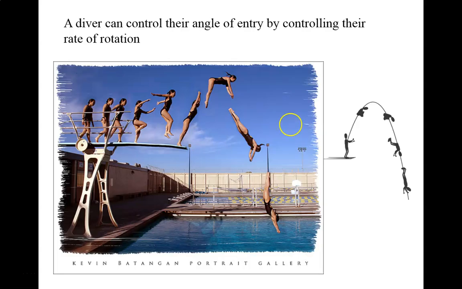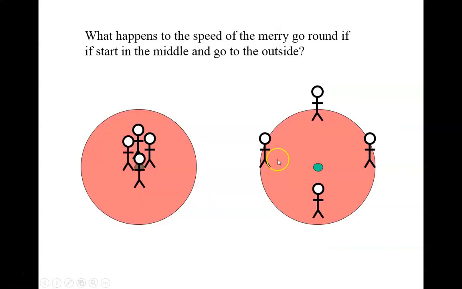You can use this kind of phenomenon, or divers use this, to control their angle of entry into the pool. When you're fully extended, you've got the greatest rotational inertia and the slowest speed. When you're tucked like this, you're decreasing your inertia and increasing your speed. And when you want to slow your rate of rotation down again, you fully extend again, and that slows you down.